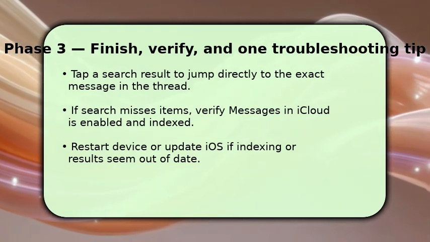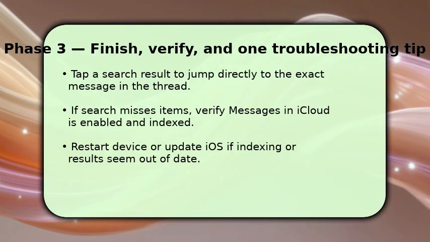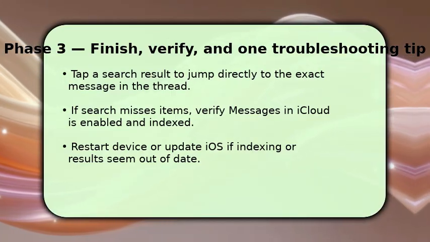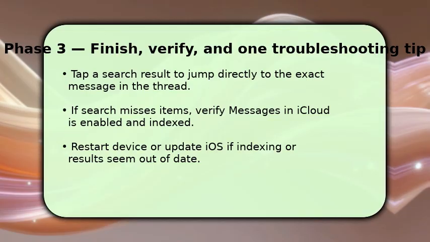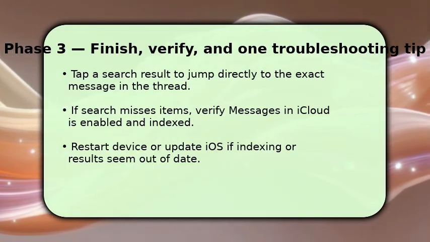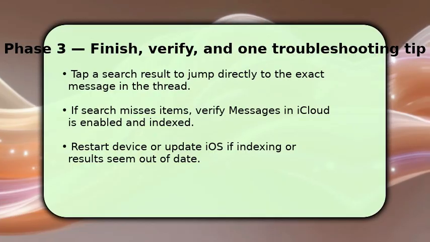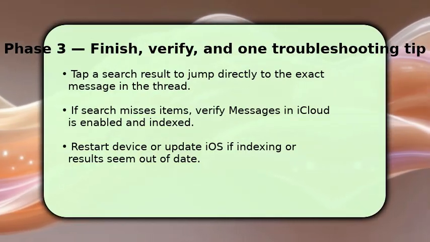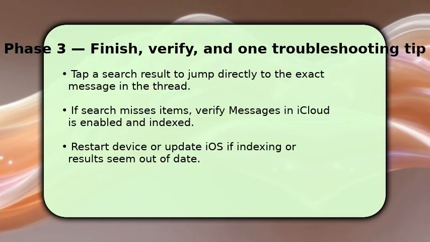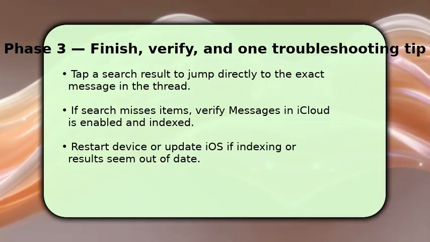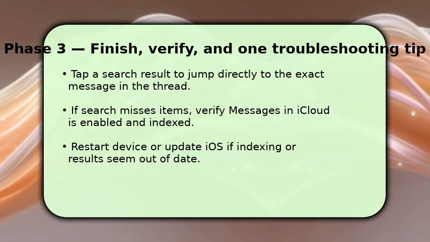If you can't find older messages, make sure Messages in iCloud is enabled so threads are indexed. Go to Settings, tap your name, then iCloud. If indexing still seems incomplete, restart your device or check for an iOS update that often rebuilds search indexes. As a troubleshooting tip, toggling Messages in iCloud off and on can force.